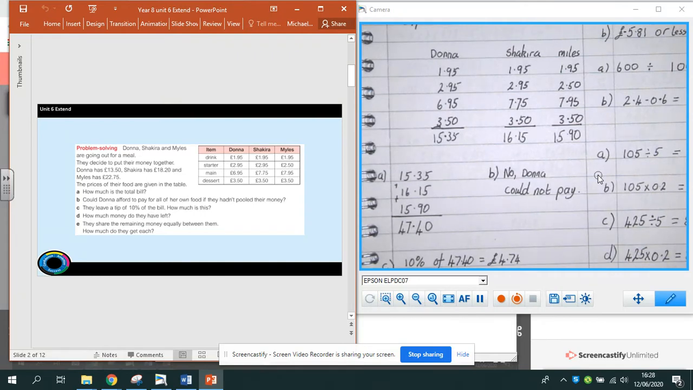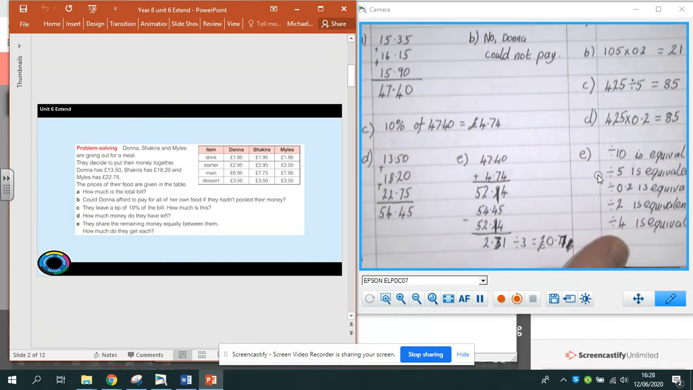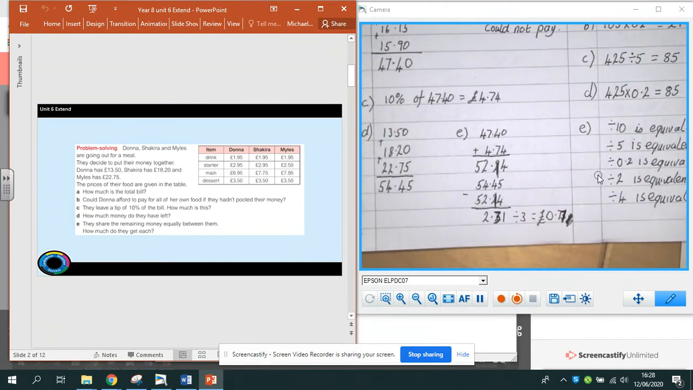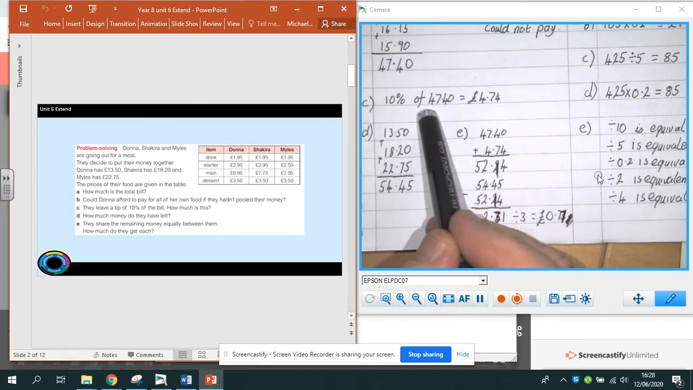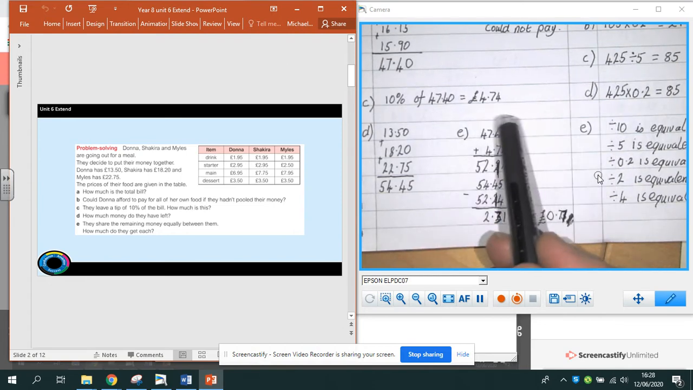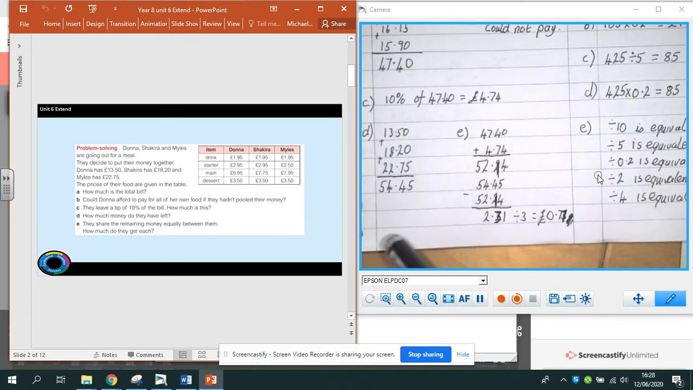Could Donna afford to pay all of her own food if they haven't pooled their money? Well, Donna put in £13.50 and her meal came to £15.35. So no, Donna could not pay for her meal. They leave a tip of 10% of the bill. How much is this? Well, obviously we have to divide £47.40 by 10, which gives me £4.74.